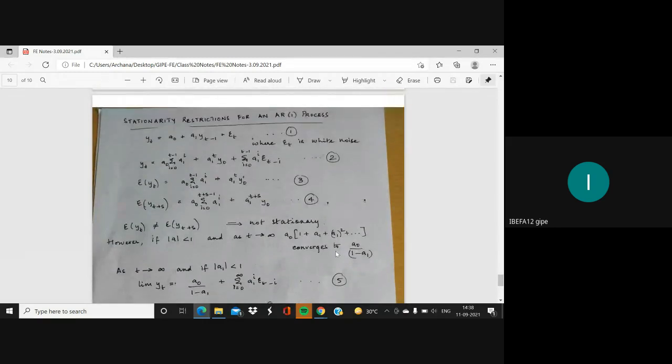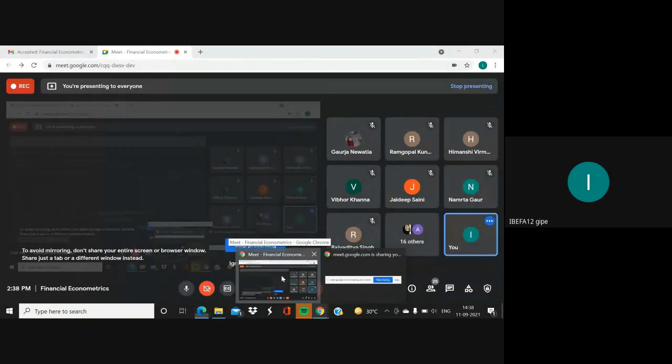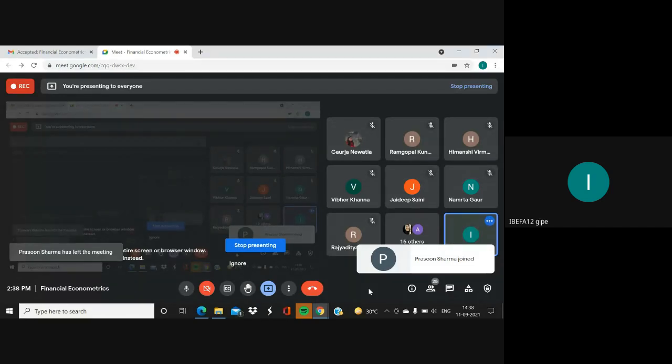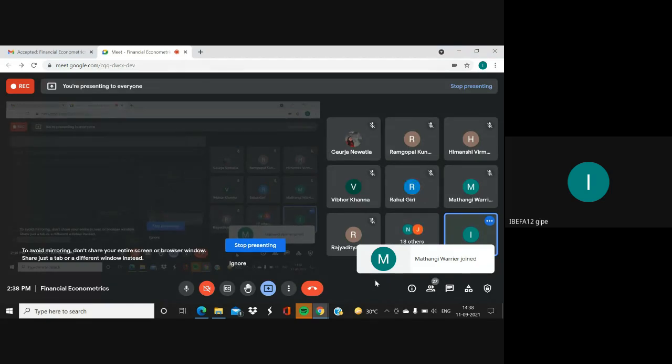I've shared the notes with you all already. I hope you all have had the opportunity to go through that. Have you all been able to take a look at the notes? Do you all have any doubts or questions from the previous class? Okay. Since nobody is saying anything, we'll just proceed with today's class.